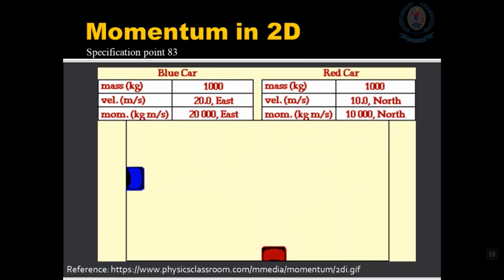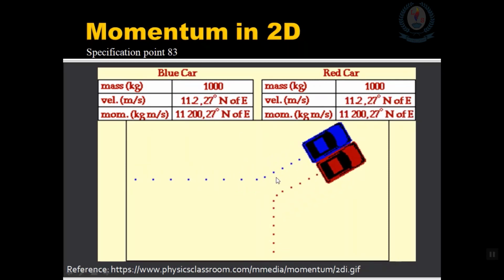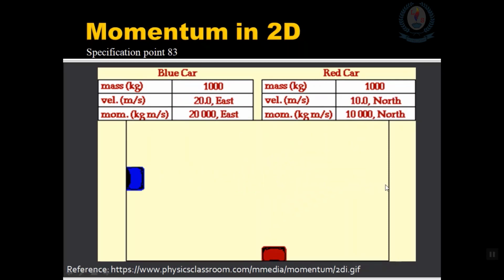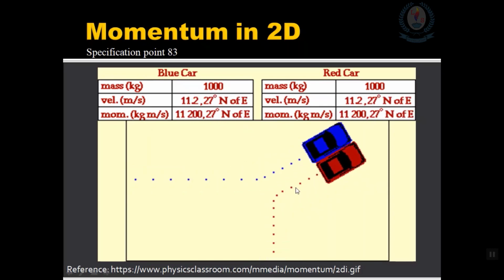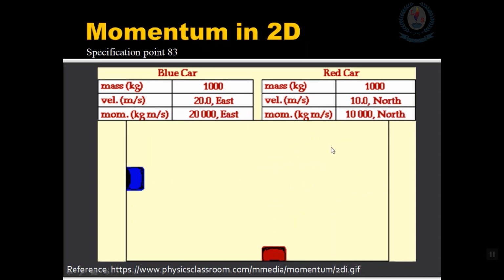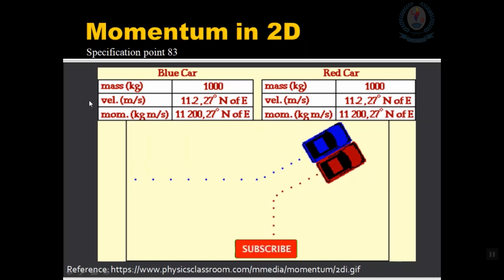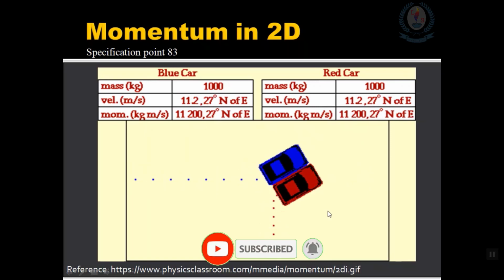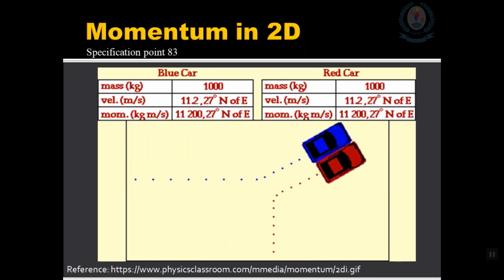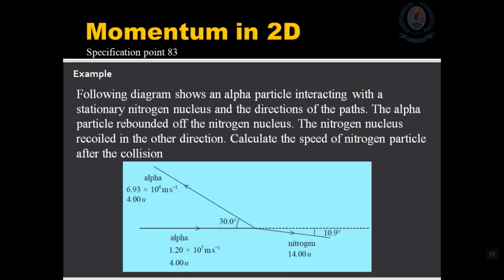We should take 2000 multiplied by 11.2, then the angle that they have given is 27 degrees north of east. So we have to resolve it downwards. Then it would be 2000 into 11.2 cos 27. It will give us the same answer as earlier. Okay, now we will move on to the next part, another small example.